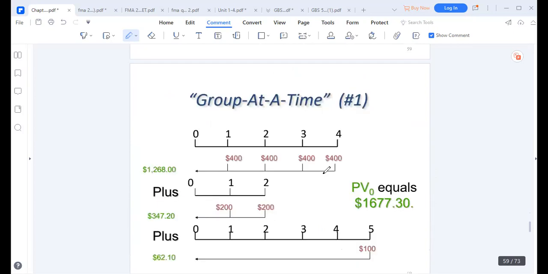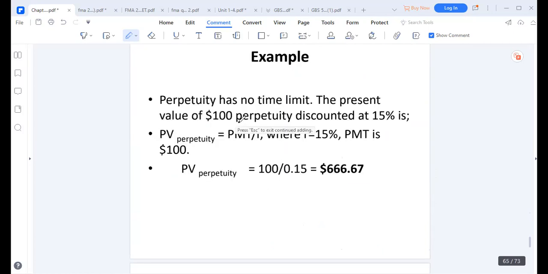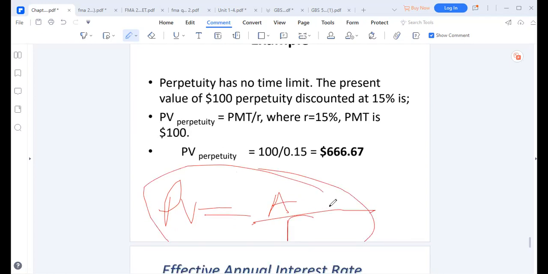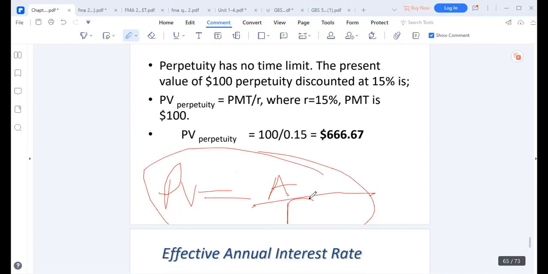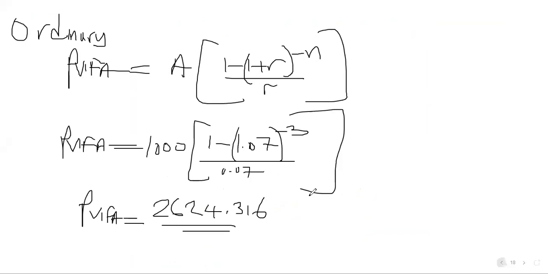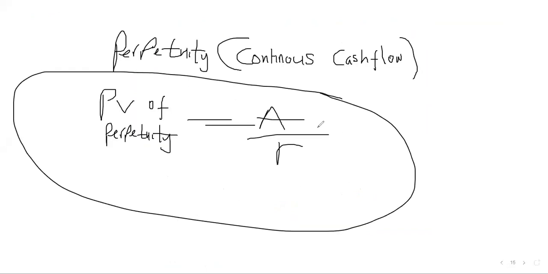Let's get down to the last part of the time value of money, where we look at a perpetuity. I mentioned it is a continuous cash flow. The value of a perpetuity is equal to the amount over the interest rate, which is over R. This is how you get the value of a perpetuity: the annuity amount over the interest rate.